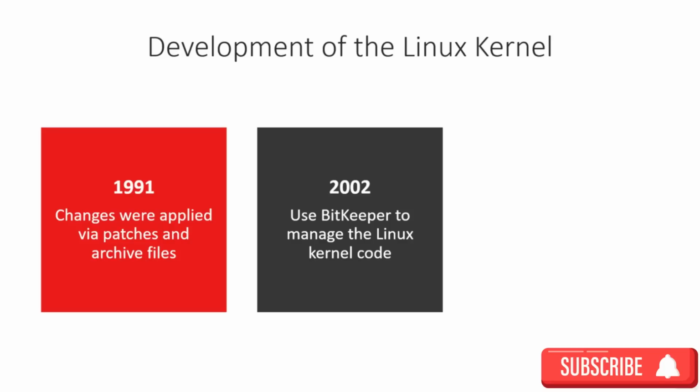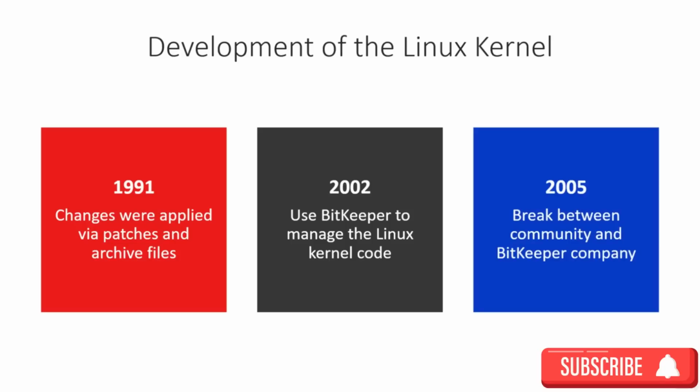BitKeeper is a distributed version control system. But at the same time, BitKeeper is also a commercial product and it is not open source. How could that fit with the Linux kernel, which is a huge open source project? In fact, it didn't turn out well, and in 2005 it came to the break between the Linux community and the company who developed BitKeeper.